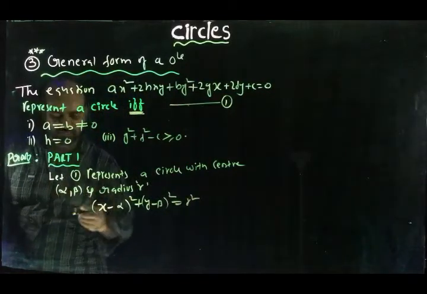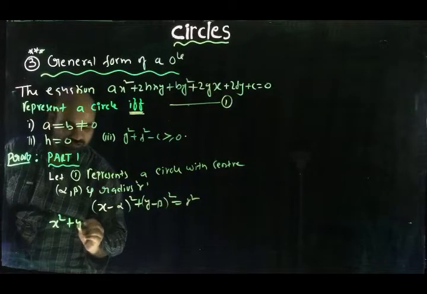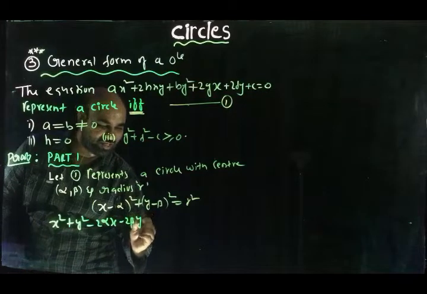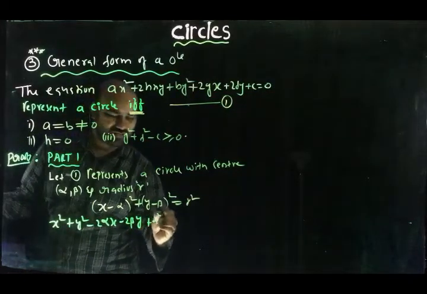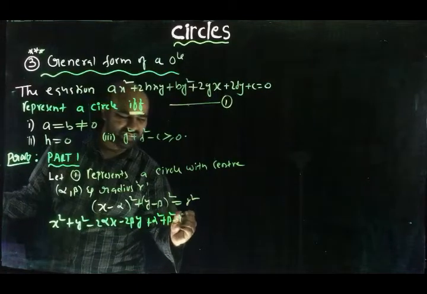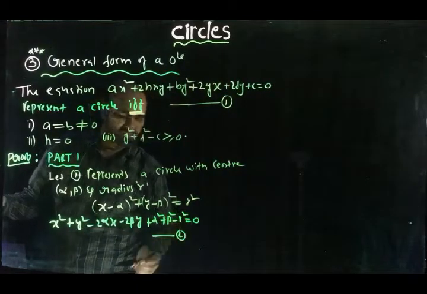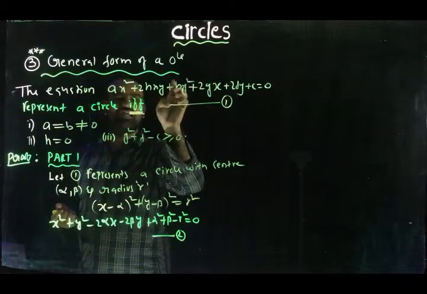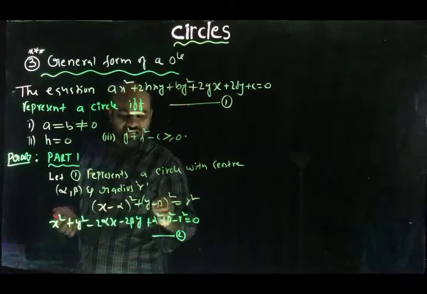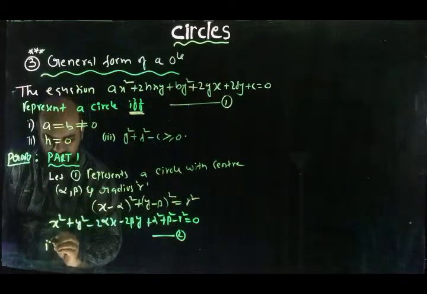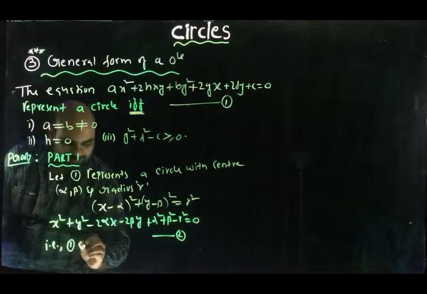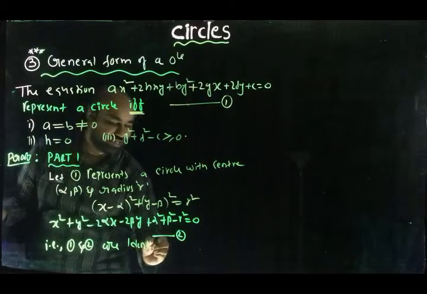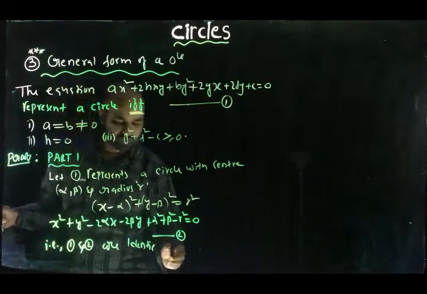So this is the same as x square plus y square minus 2 alpha x minus 2 beta y plus alpha square plus beta square minus r square equal to 0. This is equation 2. So what is our assumption? This is representing a circle with center alpha comma beta and radius r, which means equations 1 and 2 are identical curves.